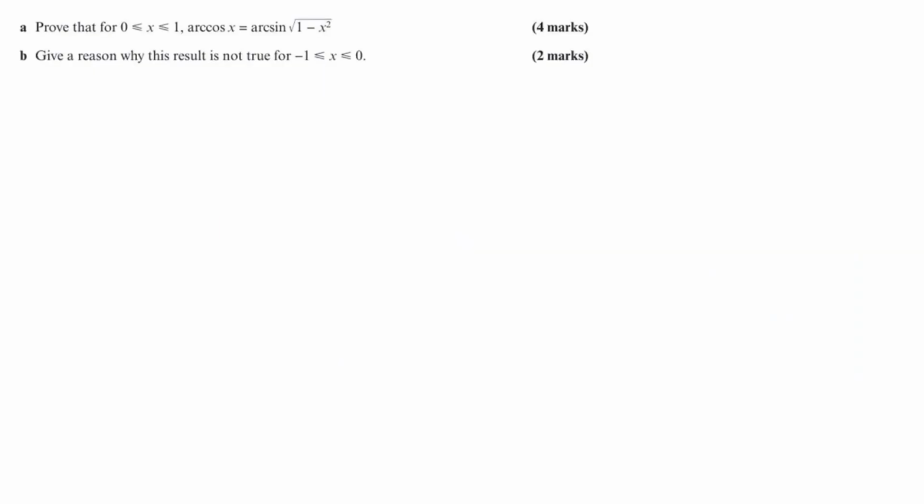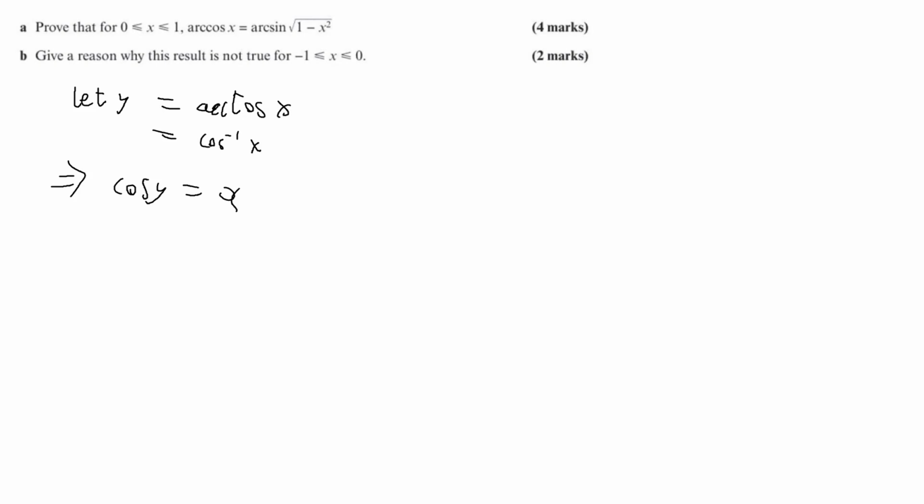Now let's look at this one. Prove that arc cos of x is equal to arc sine of the square root of 1 minus x squared. As I said before, whenever we have this sort of proof, we always let y equal arc cos x. By the way, arc cos x just means inverse cos x. It's just a fancier way of writing it. If this is the case, then we have to do it in reverse. Cos y is equal to x. Yeah? Alright.